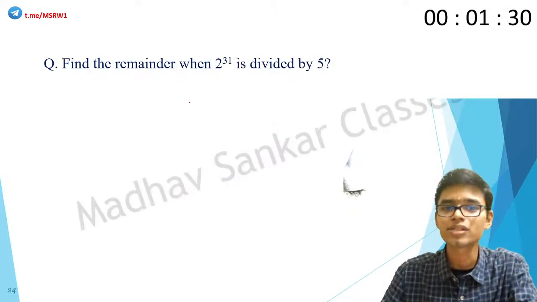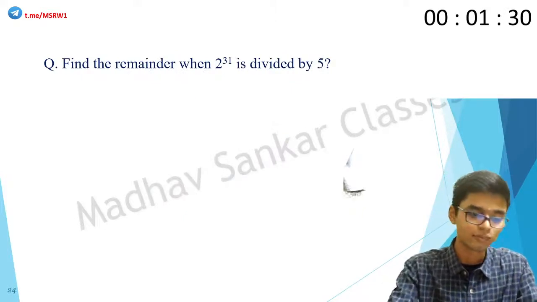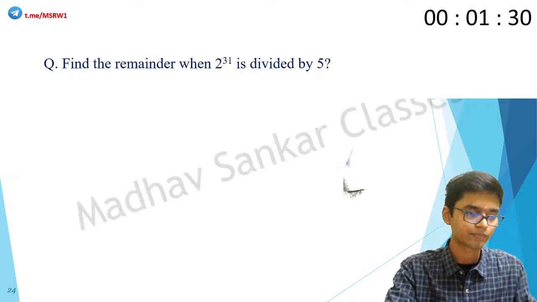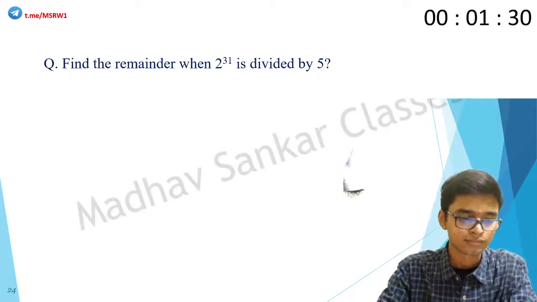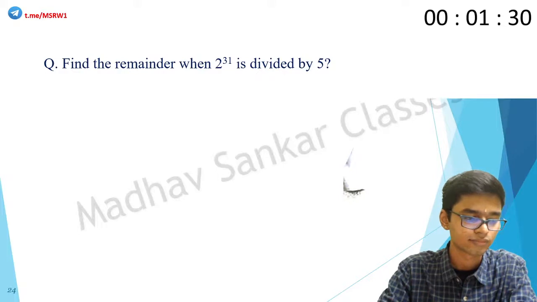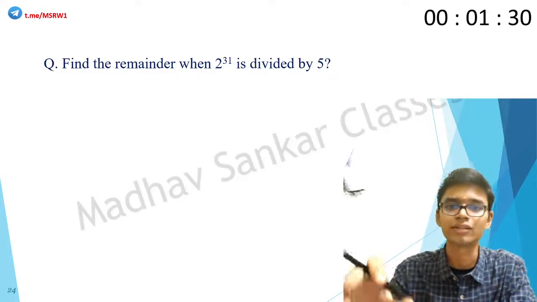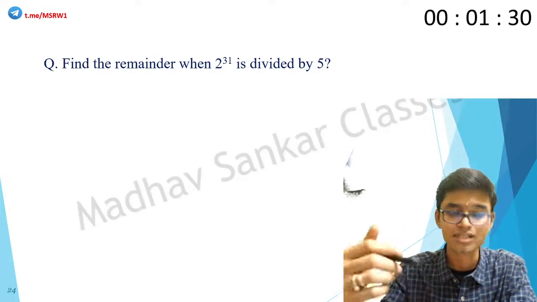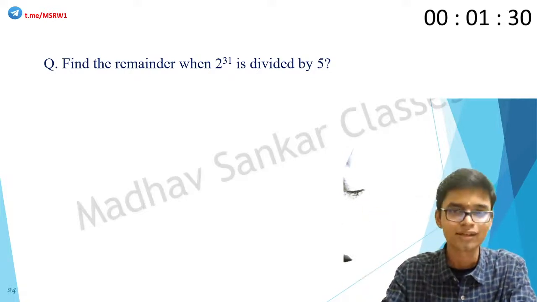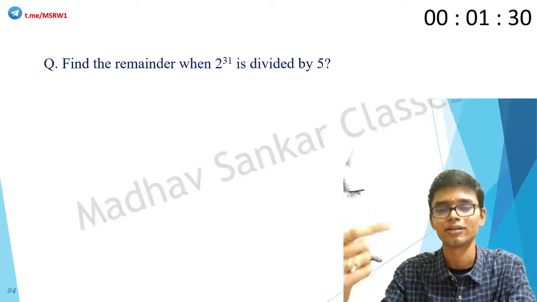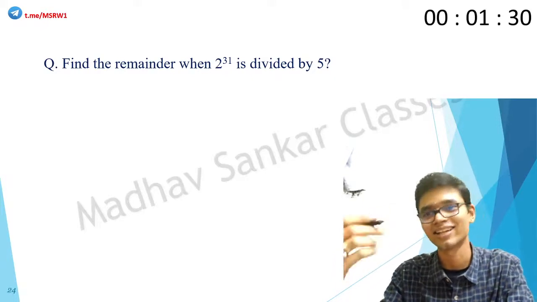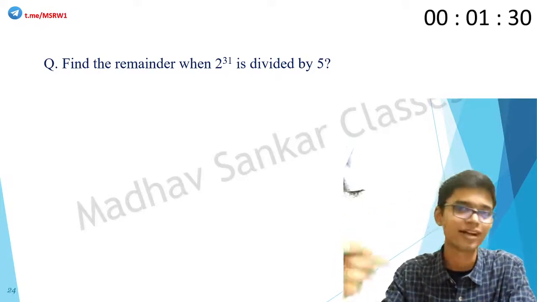This question: 2 raised to 31 is divided by 5. What is the remainder? Slightly difficult question. Try to do this yourself. Okay, I will do one thing. Now we have already reached 6:30. So you do this as homework and try to come in the next class. I will explain it at that time.